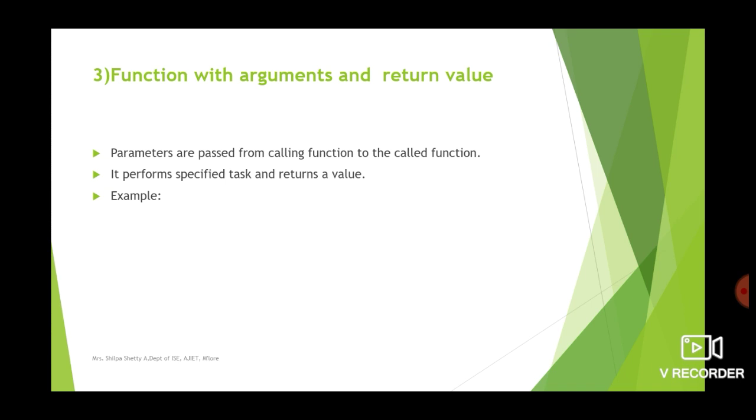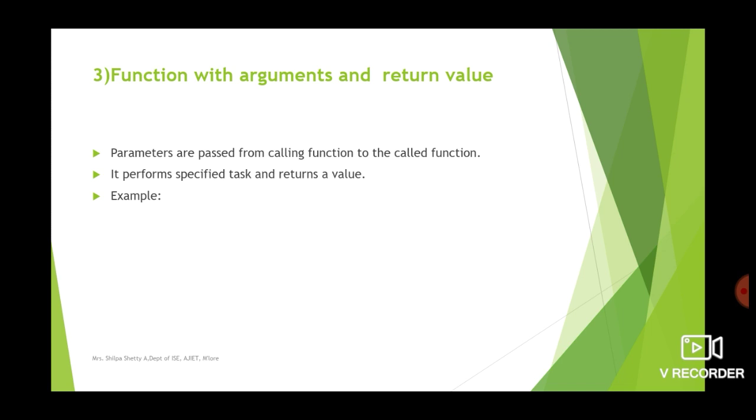The third type of function is a function with arguments and return value. This type of function takes arguments as well as returns a value. So this we have already discussed. Parameters are passed from the calling function to the called function. The first example that we saw in the first session related to functions is an example for this category, because we passed the parameters from the main, and the function also returned the value to the main. So it performs a specified task and returns a value.